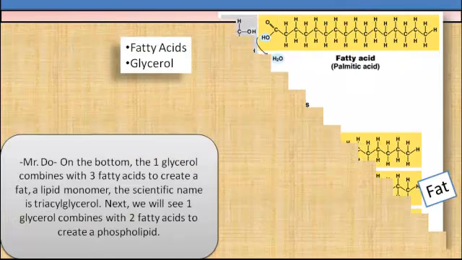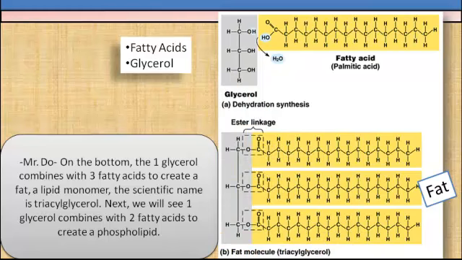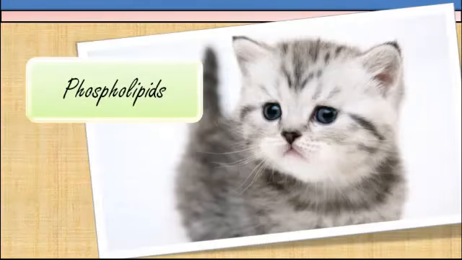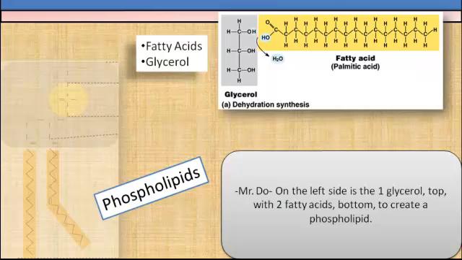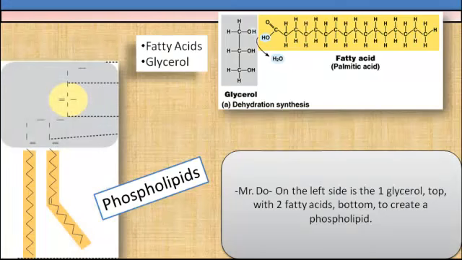On the bottom, one glycerol combined with three fatty acids creates a fat, a lipid monomer. The scientific name is triglycerol. Next, we will see one glycerol combined with two fatty acids to create a phospholipid. On the left side is one glycerol at the top with two fatty acids at the bottom to create a phospholipid.